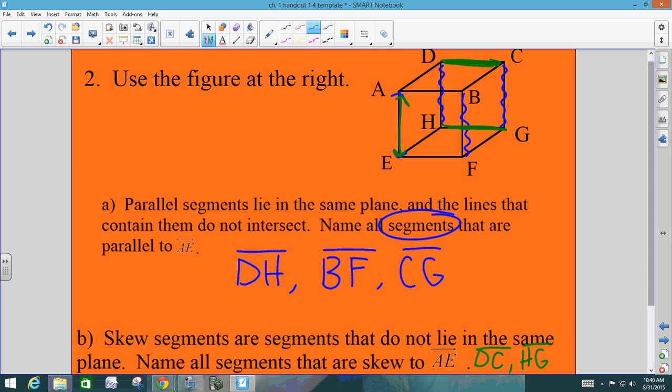Jacob? Yes, BC. There's one more skew line. Emma? Good, GF. Can't list the blue ones because we already said those are parallel. And the ones that I haven't marked at all intersect that line, so they also can't be skew. So you should have 4 skew lines and 3 parallel lines. Excuse me, segments. Make sure you have your segment symbol over them.